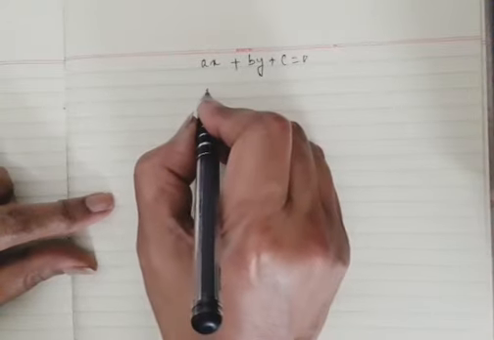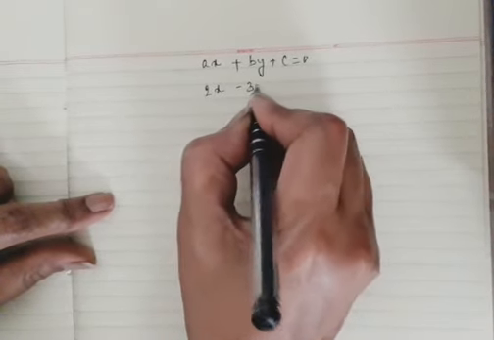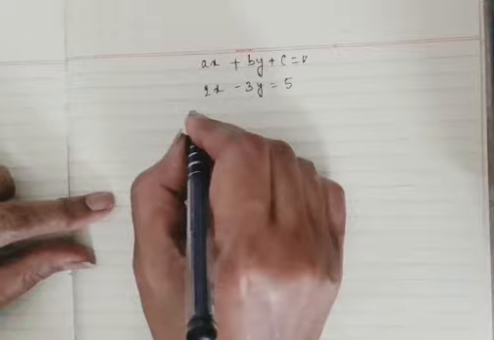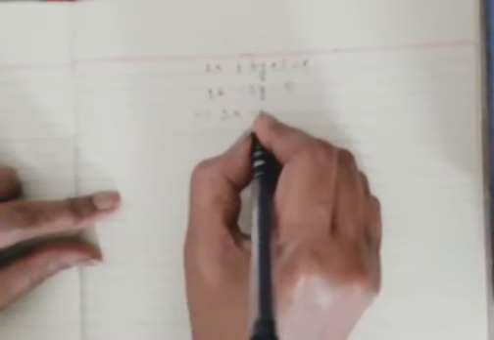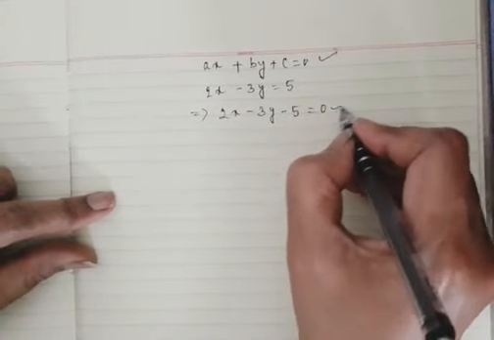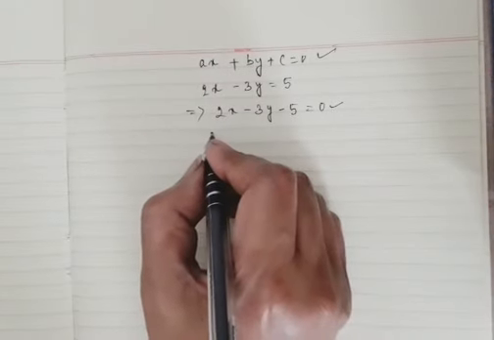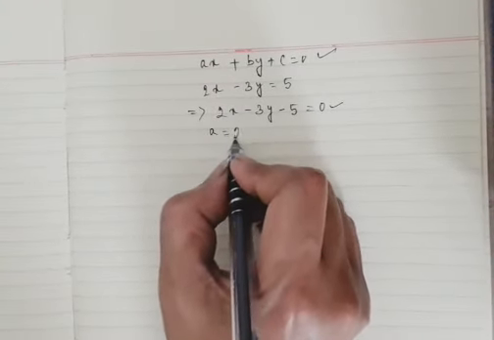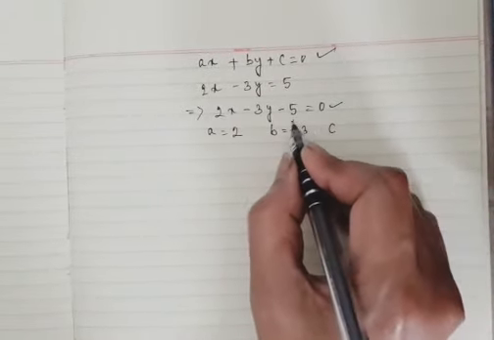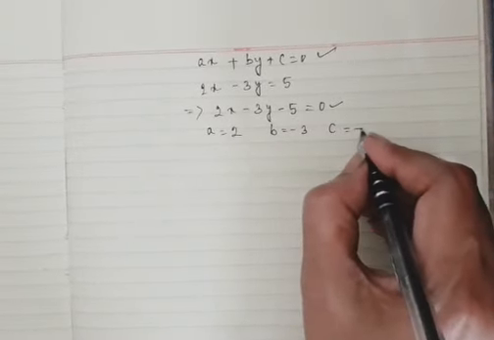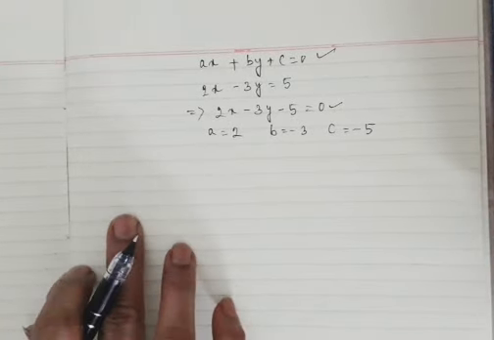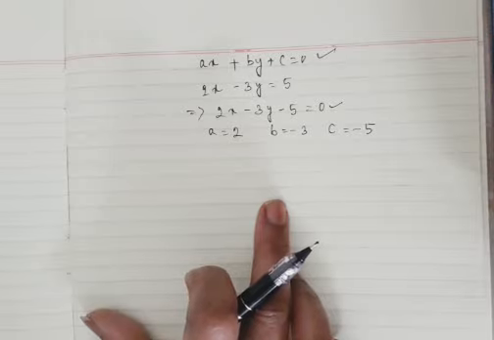If I write a linear equation 2x minus 3y equal to 5, we can write it in this standard form as 2x minus 3y minus 5 equal to 0. By comparing these two equations, a, the coefficient of x, equals 2, b, the coefficient of y, equals minus 3, and c, the constant, is minus 5.